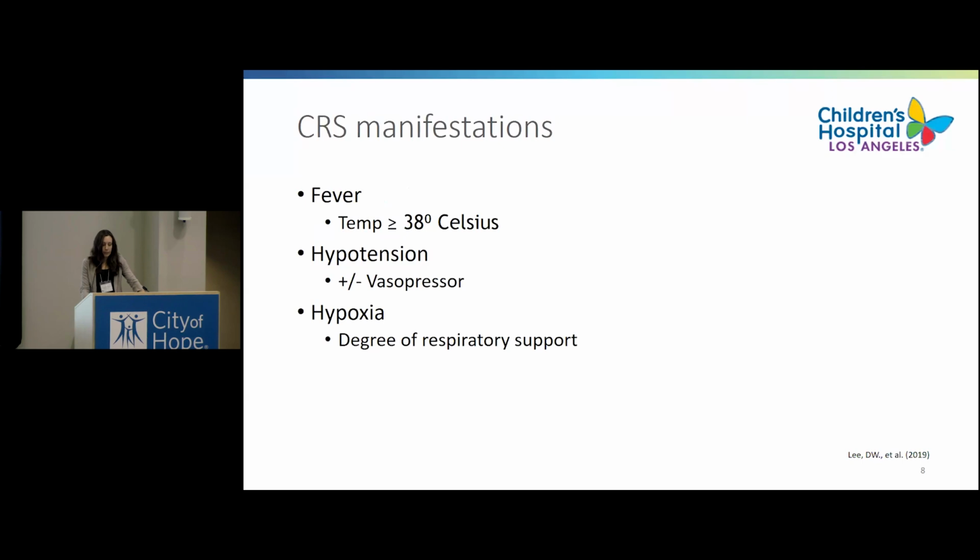So CRS manifestations, these are the three big things that we look at when we're talking about CRS, and we'll go into more detail on how we grade it as well. But the three big things are fever, hypotension, and hypoxia. So fever, when we're talking about CRS, is defined as a temperature greater than or equal to 38 degrees Celsius. Hypotension is graded based on the degree of vasopressor support that may or may not be required. And then hypoxia is graded based on the degree of respiratory support that these patients end up requiring.